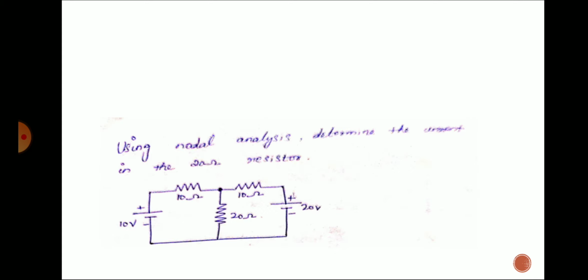The first problem is: using nodal analysis, determine the current in the 20 ohm resistor. In nodal analysis, all the sources must be current sources. So first we convert all the voltage sources into current sources. In this problem they asked what is the current value flowing through the 20 ohm resistor.